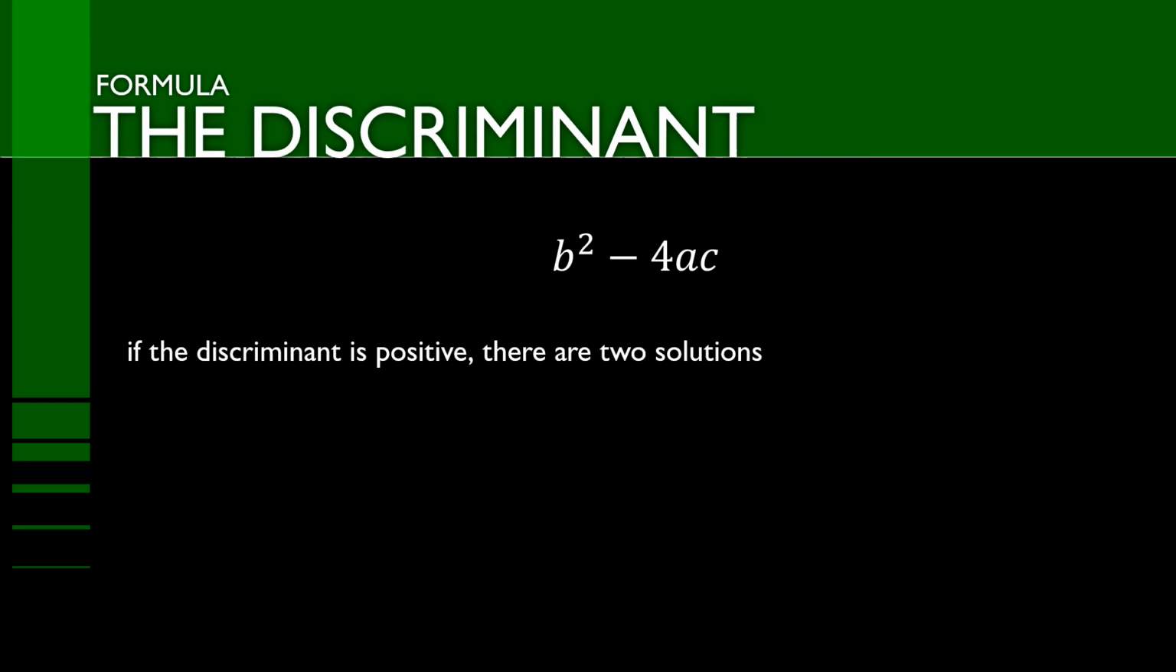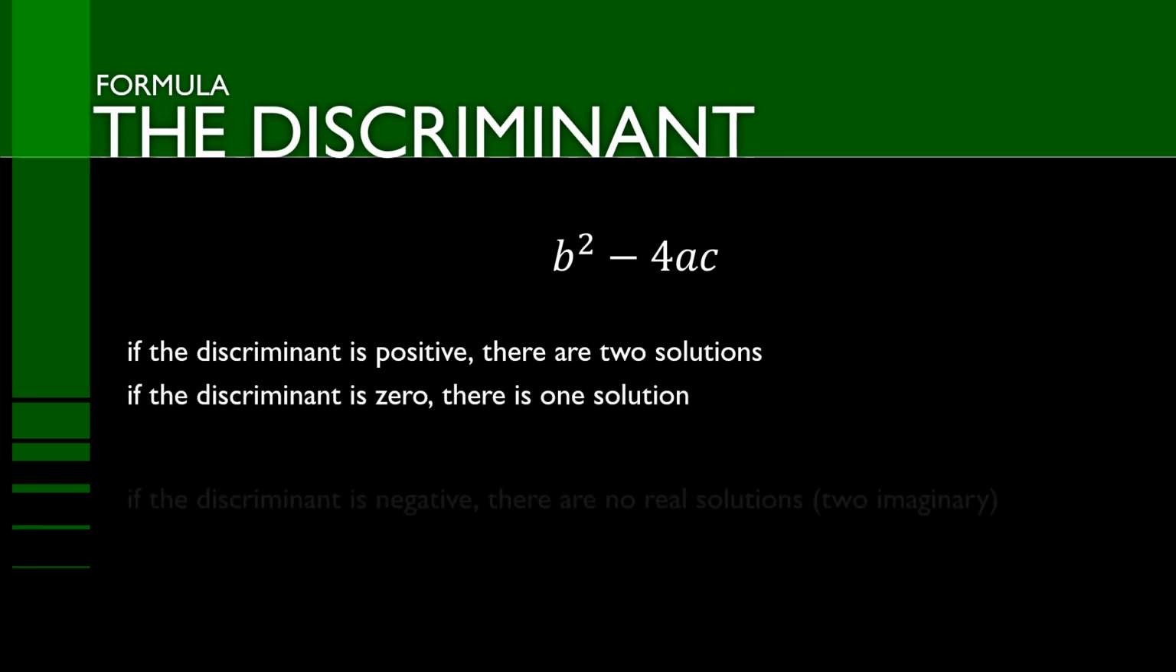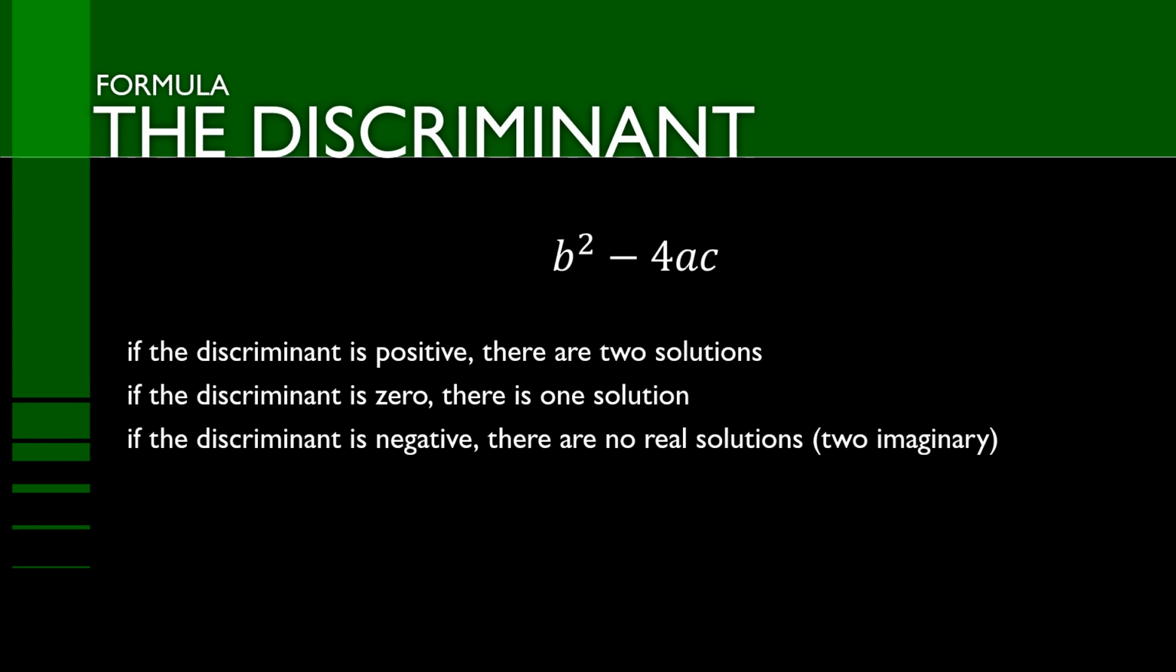If the discriminant is positive, there's always going to be 2 solutions to the problem. If the discriminant is 0, there's going to be 1 solution. And if the discriminant is negative, we're not going to have any real solutions. Instead, we're going to have 2 imaginary solutions. We haven't covered imaginary numbers yet, but we will get to those later on.